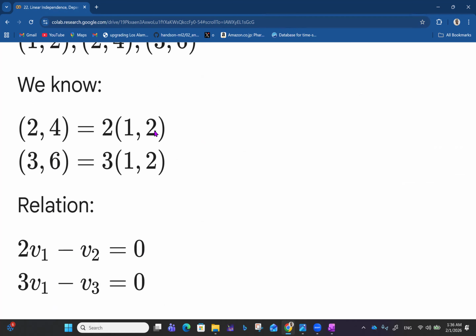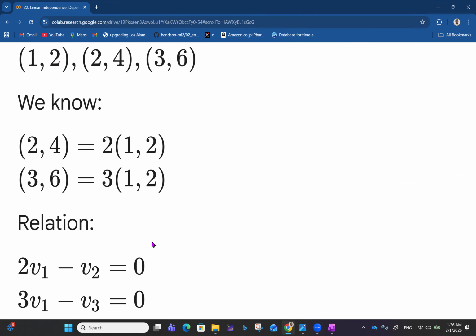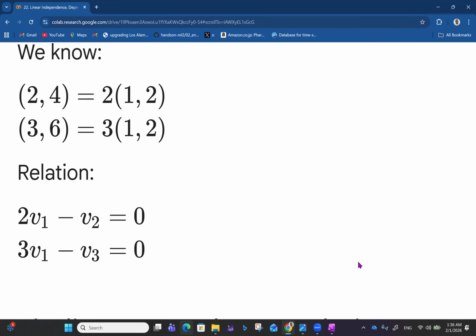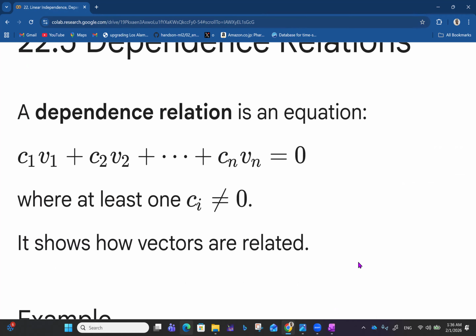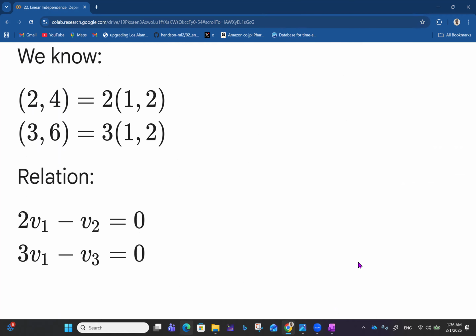That is, you have 2v1 minus v2 is 0 because v2 is (2, 4). And then we also know that 3v1 minus v3 will also give us 0, because 3 times (1, 2) is the same thing as (3, 6). So you get 0. We have relations like that. That's how you can find a dependence relation for an equation.